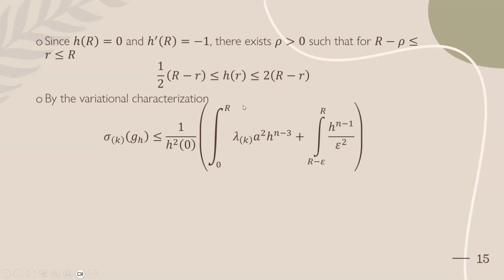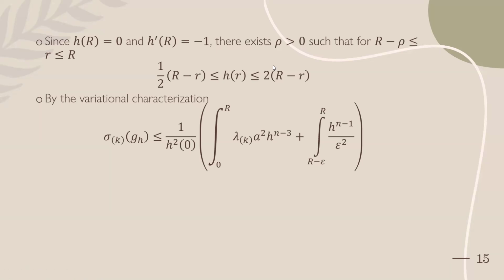But on the other part of the interval, we don't know if h is bounded or not. And this is a problem if the dimension n is greater than 3. Because if n is equal to 3, then h to the power of n minus 3, we don't have h anymore. So we don't need an upper bound for h between 0 and r.